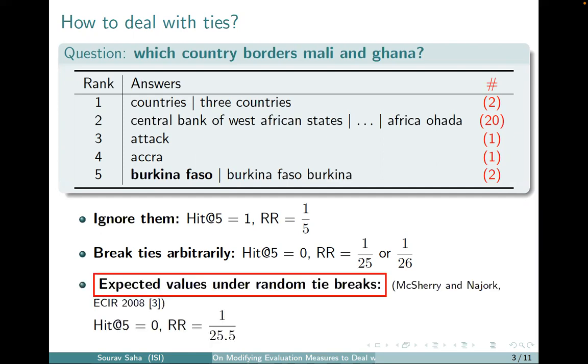The third one is the most justified evaluation protocol, that is, expected values under random permutation. This was done by McSherry and Najork at ECIR 2008. Here also the hit at 5 will be 0, but reciprocal rank will be 1 by 25.5. In this small example, you really cannot observe the differences, but we'll show you the empirical results.